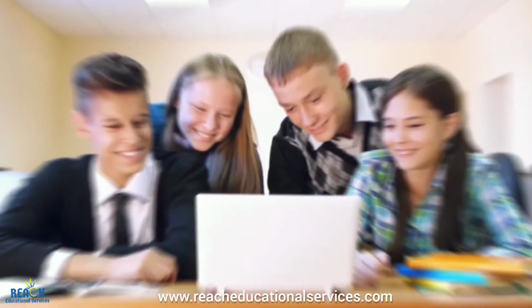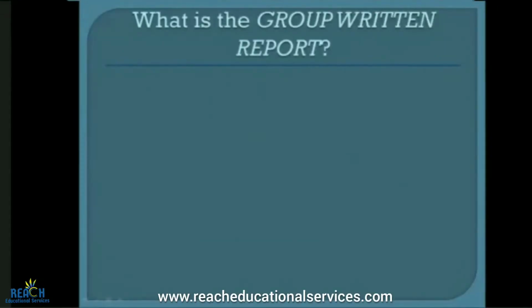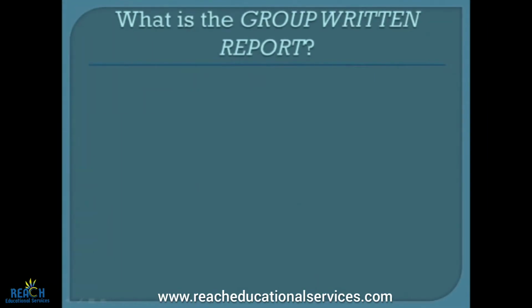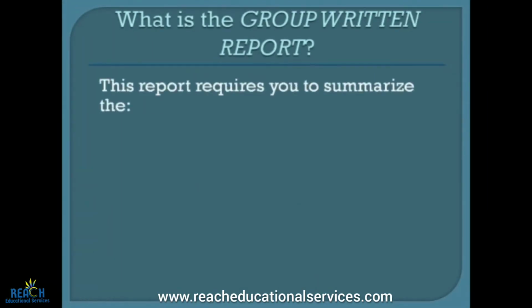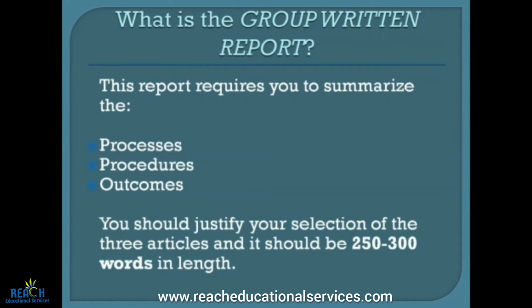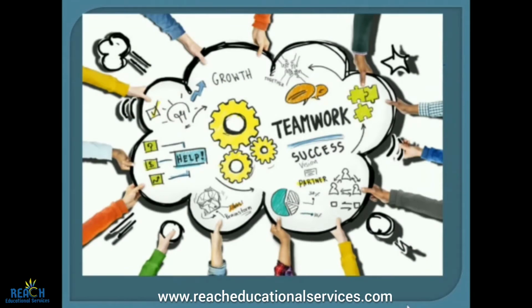Okay students, let's get down to business. What is the group written report? This is a report that requires you to summarize the processes, procedures, and outcomes of the selection of 3 articles from your group. You should justify your selection of the 3 articles, and it should be 250 to 300 words in length. Please note that this section of your SBA is a collaborative effort, and in order to achieve maximum marks, all hands will be needed on deck.